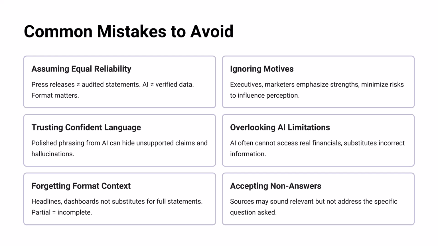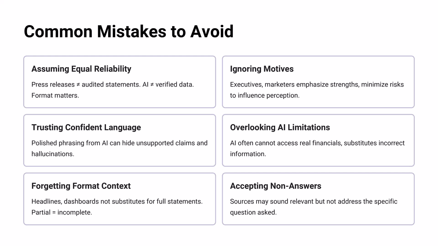enormously. Second, ignoring motives. Executives and marketers emphasize strengths and minimize risk to influence perception. Third, trusting confidence language. Polished phrasing from AI can hide unsupported claims and hallucinations. Fourth, overlooking AI limitations. AI often cannot access real financials and substitutes incorrect information instead. Fifth, forgetting format context. Headlines and dashboards are not substitutes for full financial statements. Partial information is incomplete information.